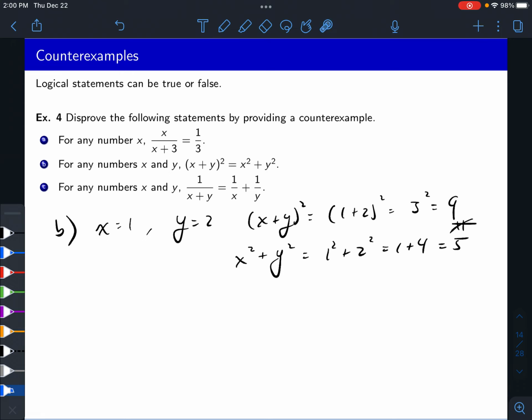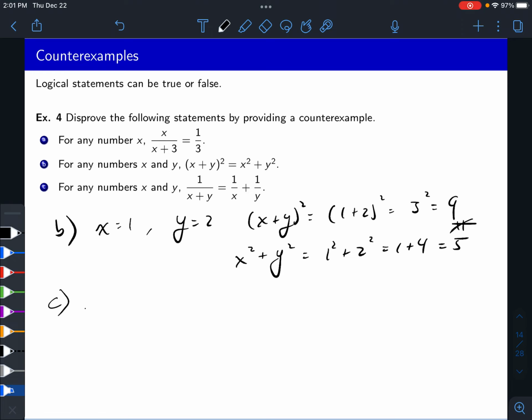And these are, in this situation, not equal to each other. So this is a valid counterexample, even though it does sometimes work for some values of x and y. It doesn't happen for any number x and y. This is telling us that no matter which x and y I pick, this has to always be true. But this counterexample right here disproves it. All right, so maybe pause and attempt C on your own if you have not done so already.